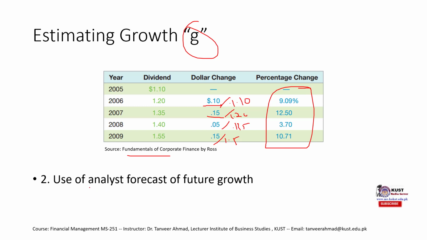The second method is that we use the analyst forecast of future growth. There are different analysts, brokerage firms, analyst firms. They give their forecast of what the growth of this specific stock or the dividend would be in the next quarter or next year. So rather than calculating our own growth rates, we can take the growth rates from those analyst forecasts. By the way, these are the two methods that we can use to find the growth rate.